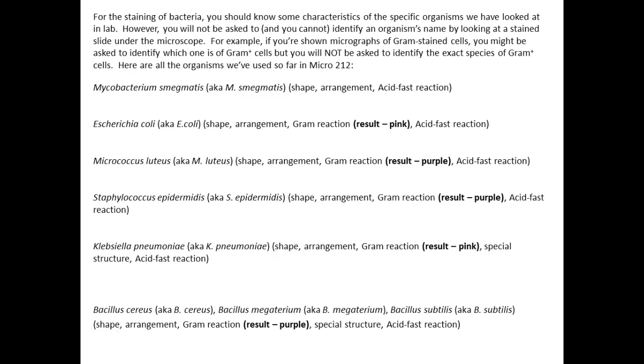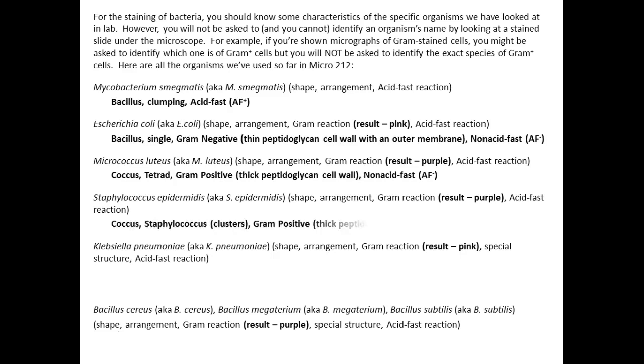Staphylococcus epidermidis, which is the one that you're going to have today, is your non-acid fast. It's not going to stain with the carbolfuchsin and stay stained with it. It's going to be whatever your contrasting color is. If you were to do the gram stain for this one, it would come out purple, so it's gram positive. It's cocci, and Staphylococcus, its name itself lets you know that it's cocci in clusters.